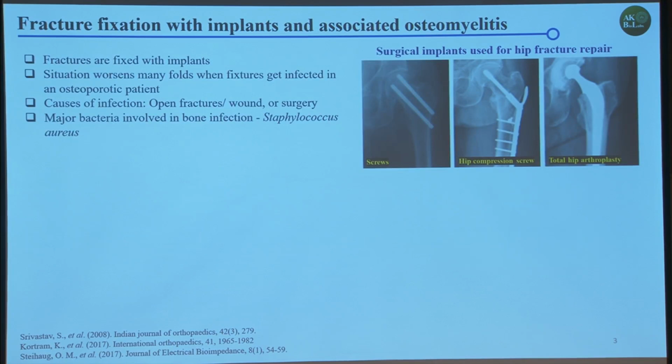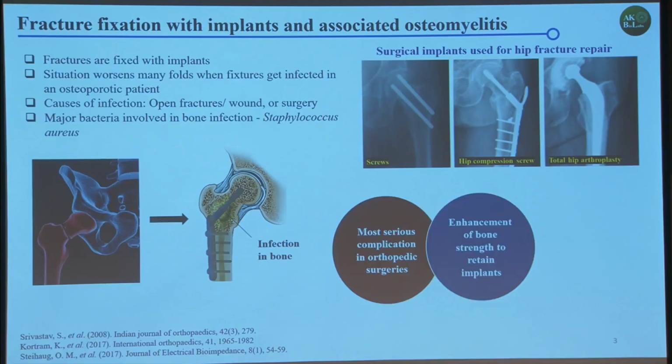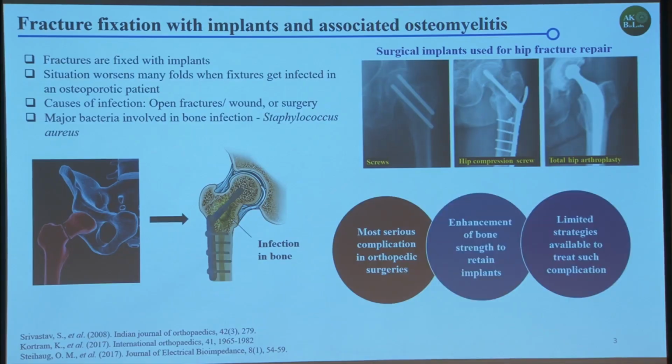Whenever such fractures occur in an osteoporotic patient, it is fixed using several implants, which include K-wires, screws, dynamic hip screws, etc. And this situation worsens whenever there is an infection in these implants in osteoporotic patients. The major causes of these infections include open fractures or any type of surgery or secondary surgeries. The major bacteria involved in this osteomyelitis type situation is Staphylococcus aureus. This is the infection that occurs in these bones, and it is considered one of the most serious complications in orthopedic surgeries.